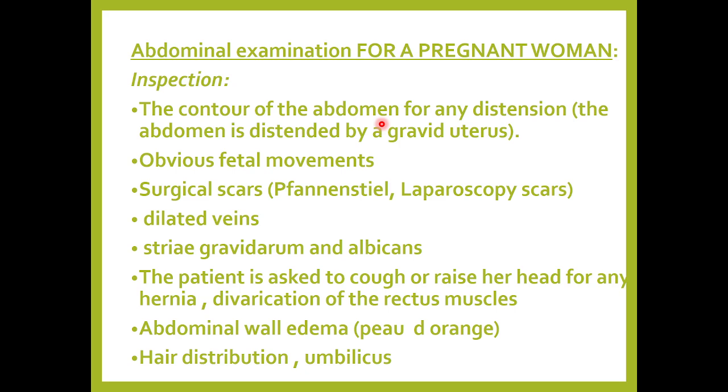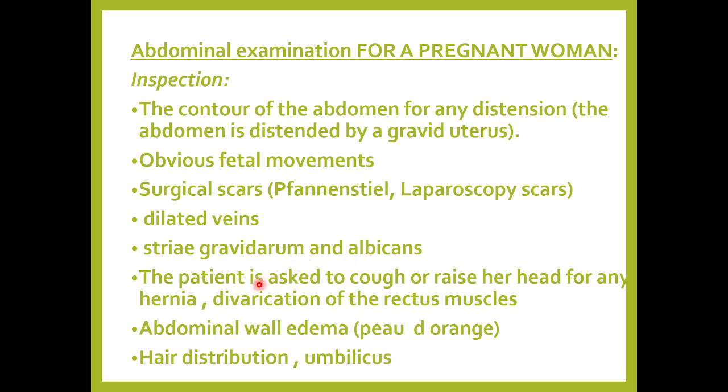So by inspection, we say that the abdomen is distended by a gravid uterus because we took history from the patient and we know that this patient is pregnant. If the abdominal wall is moving, we say that there is obvious fetal movement. Any surgical scar, we should look for a Pfannenstiel scar because it is suprapubic and not always seen. Any laparoscopy scar, gridiron incision scar, and any scar should be mentioned. Dilated veins, any skin rash or pigmentation, striae gravidarum and albicans.